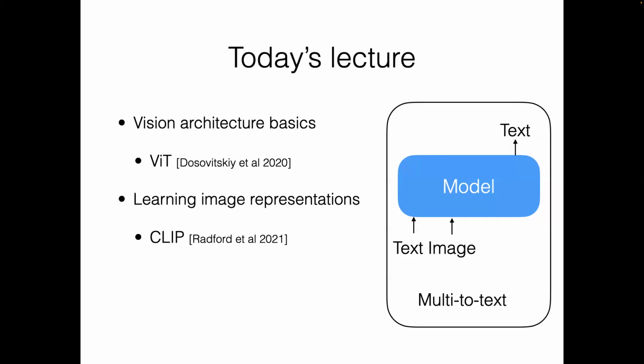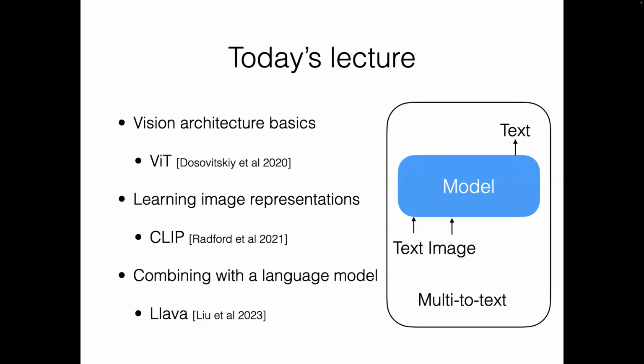So I'll talk about CLIP, which was this really influential method for learning image representations, given also some textual supervision. Then I'll talk about one way of combining these image representations with a language model. So then you could have a model that we saw before that can both take in text and take in images and output text. So actually at the end, we will look at some of the details in this MOLMO model from AI2.